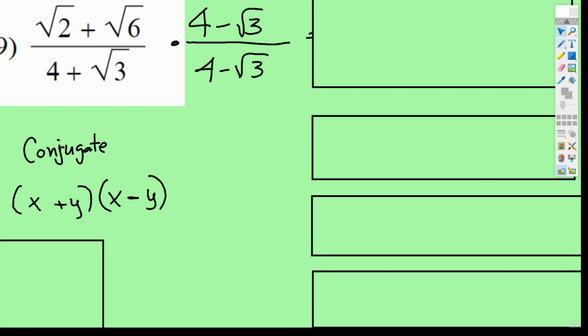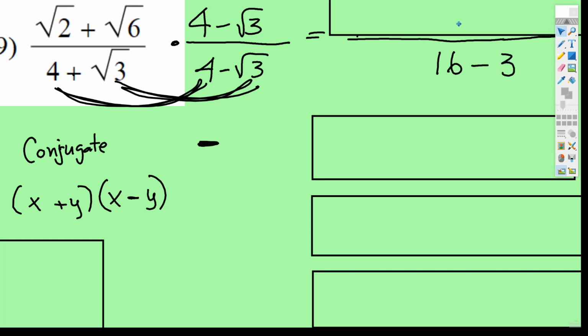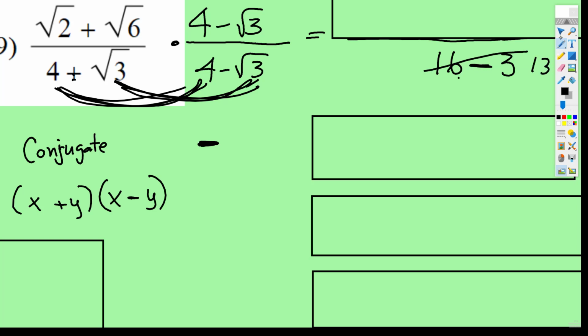So you multiply top and bottom, and then remember with conjugates, you multiply the first times the first, and then the second times the second. Remember, a subtract sign would be between the two. So 4 times 4 is 16, root 3 times root 3 is 3, and a positive times a negative is a negative, and then 16 subtract 3 is 13.